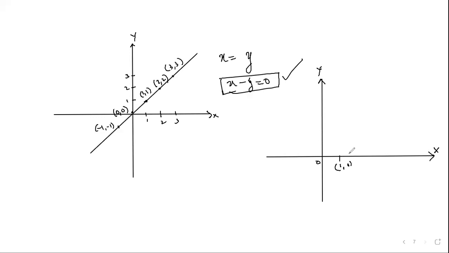This point is 1 comma 0. This point is 1 comma 1. 1 comma 2. 1 comma 3. So can you tell me what is the condition satisfied by this point on this line?